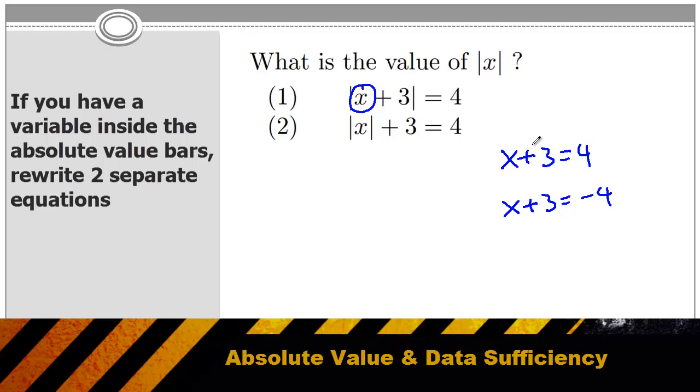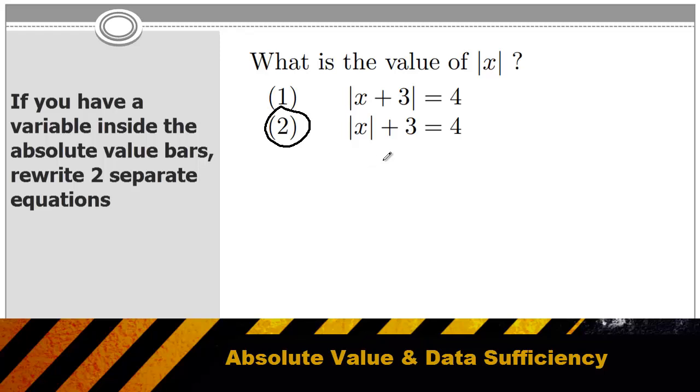Then I'm just going to solve each equation individually. On the top equation, I subtract 3 from both sides, and I get x is equal to 1. On the second equation, I do the same thing, subtract 3 from both sides, but this time I get x is equal to -7. So because I have two separate answers for x, there's no way I can definitively tell you what is the absolute value of x.